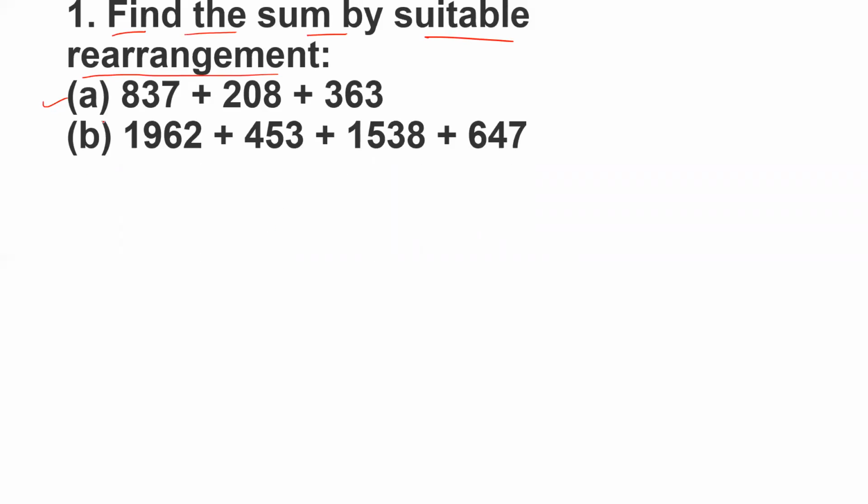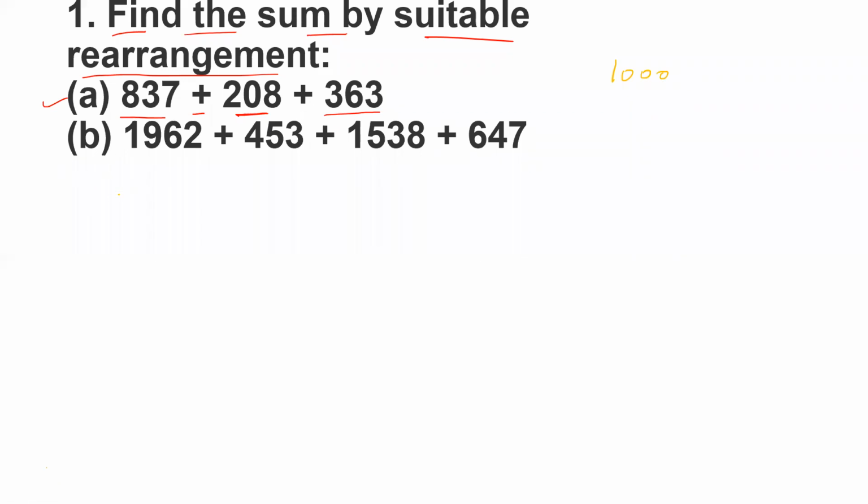So question 1 is 837 plus 208 plus 363. So we have to add these three numbers by suitable rearrangement. Means first we have to rearrange these numbers, then we have to add. We cannot add them directly with each other. You getting my point? For example, we have to add such numbers so that we can get a round number, either 1000 or 100 or 10,000 or something like that.